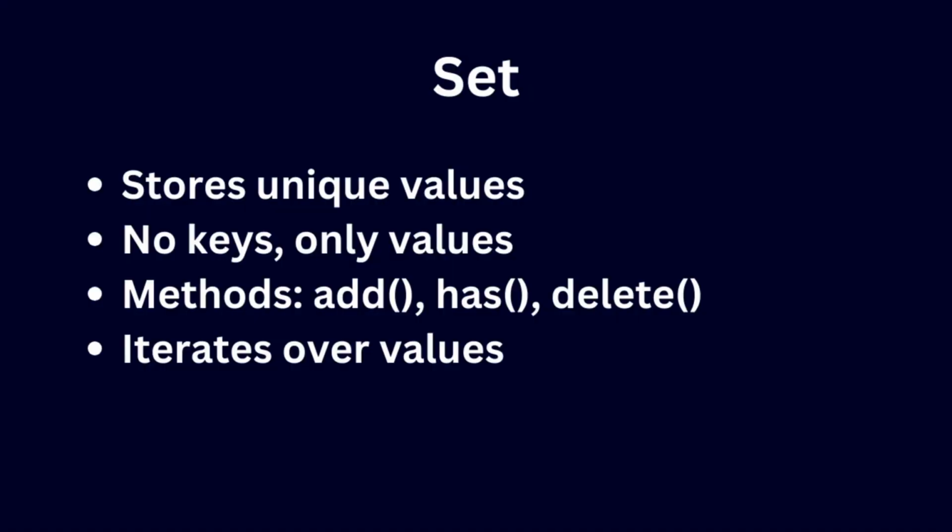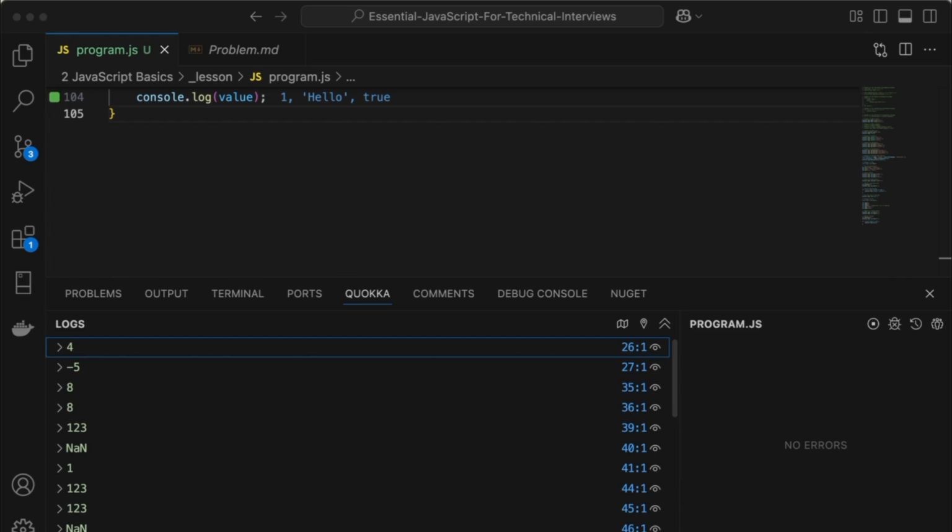Now for the set data structure, its purpose is to store unique values. And the set data structure doesn't have any keys, it only contains values. And its methods are add, has, and delete. And for iteration, it iterates over the values. So these examples demonstrate how to use map for key value management and set for ensuring unique values.